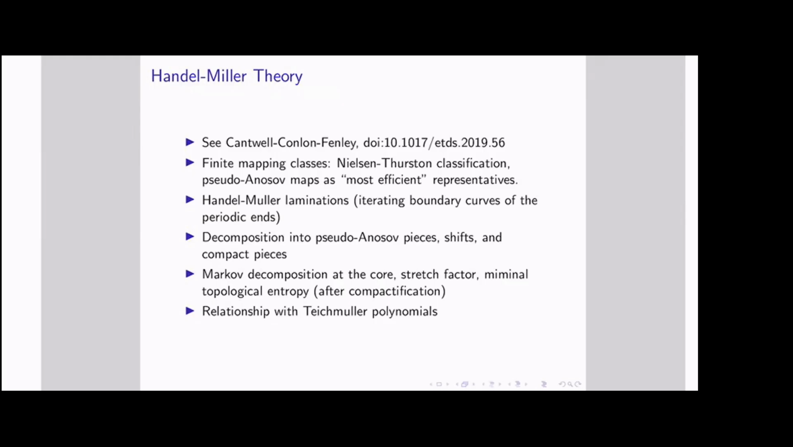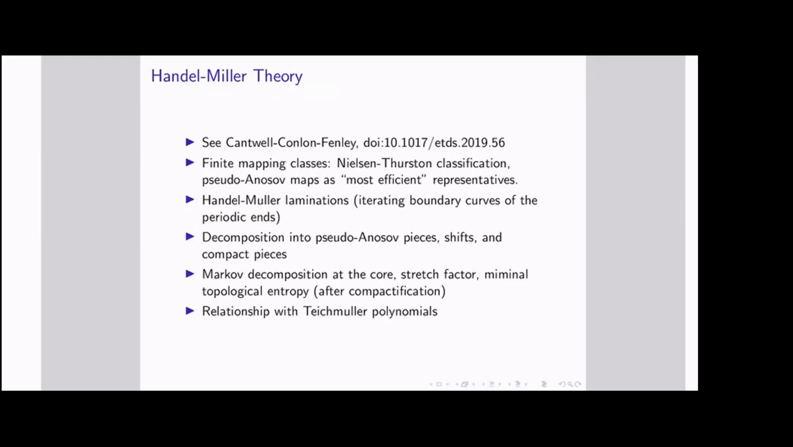And the consequence of this long paper by Cantwell, Conlon, and Fenley, and also the Handel-Miller construction that they built, is that in the pseudo-Anosov case, the pseudo-Anosov representative of the end-periodic mapping class also minimizes this topological entropy. So starting from a mapping class, we can pick a representative and then consider the induced continuous map of this representative on the one-point compactification of this infinite type surface.